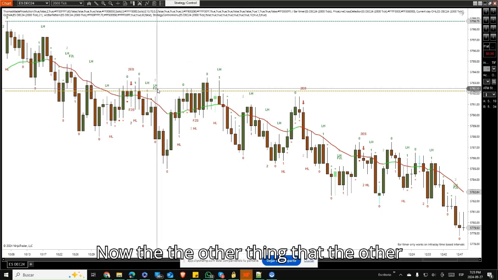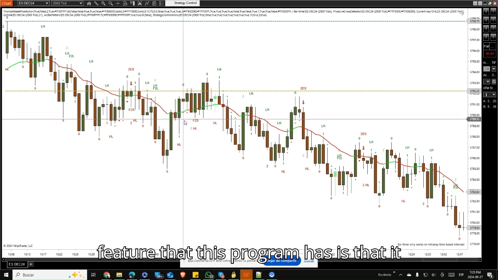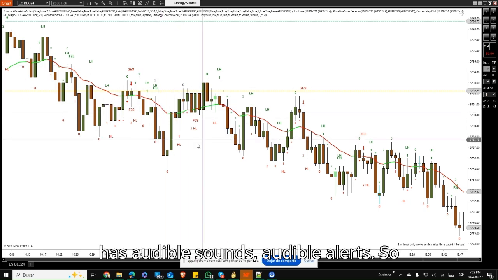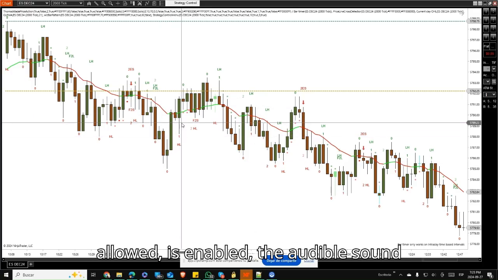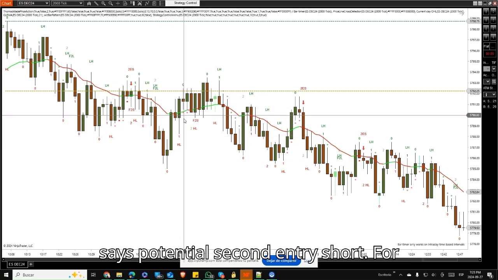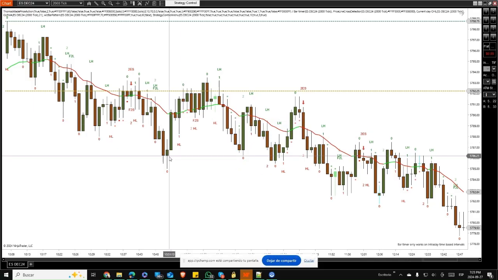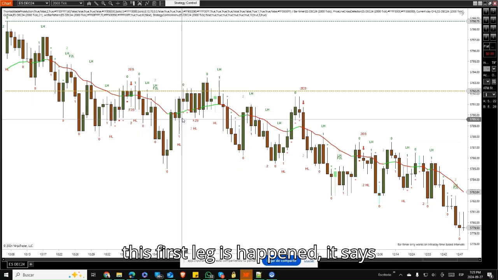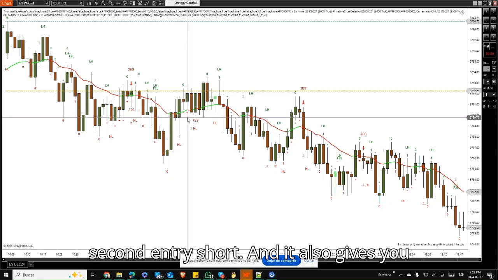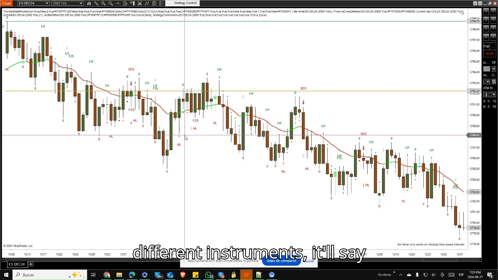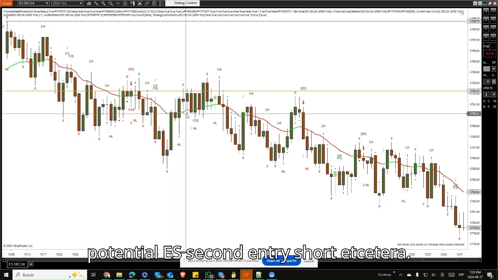Now, the other feature that this program has is audible alerts. So, for example, when a second entry is enabled, the audible sound says potential second entry short. For example, here once this first leg has happened, it says potential second entry short, and it also gives you the instrument in case you're using different instruments. It'll say potential ES second entry short, etc.